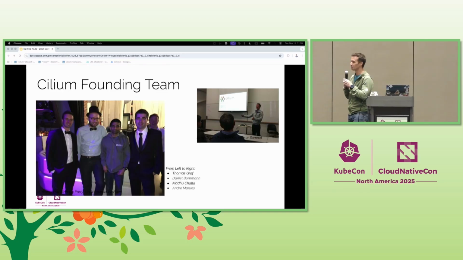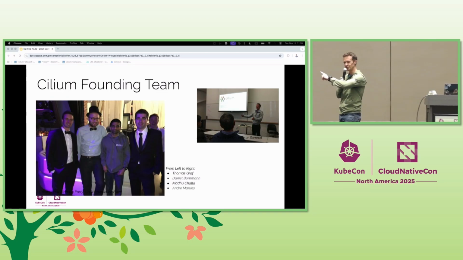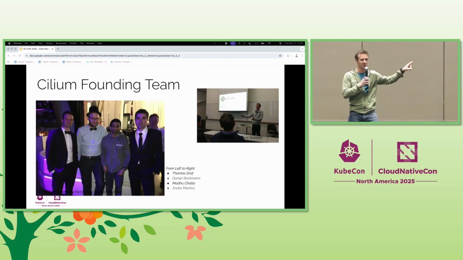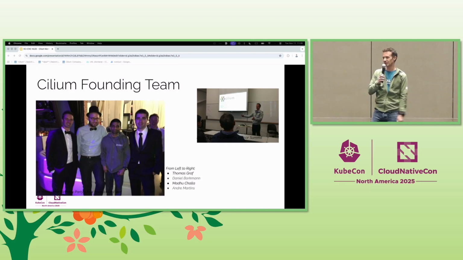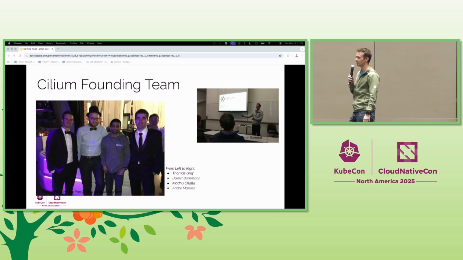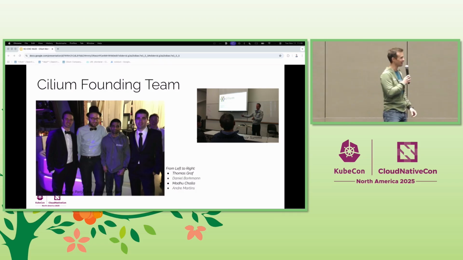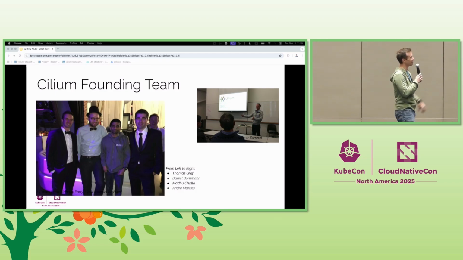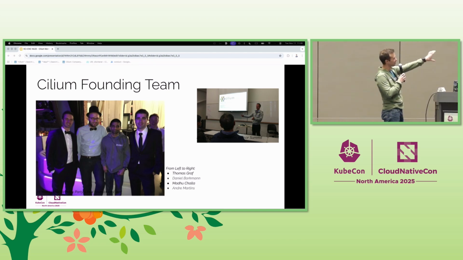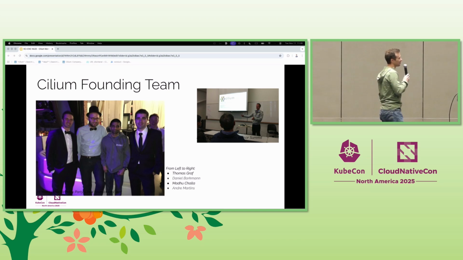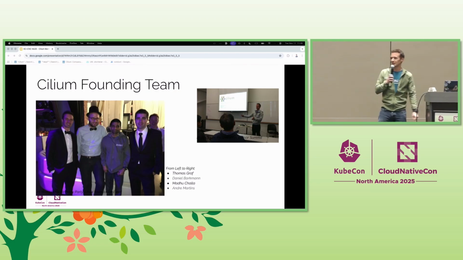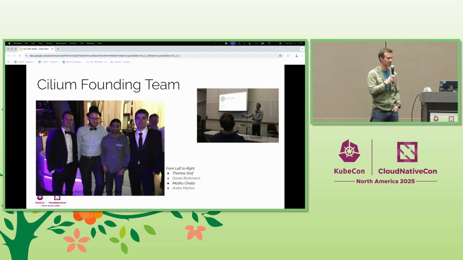This is the original founding team, and I thought this photo is very fitting. This was when we celebrated, I think, 25 years of the Linux kernel. This was a Linux Foundation event as well, and we all together celebrated the birthday of Linux. Hence, we're all dressed up very nicely. So you can see myself, Daniel Borkmann, Madhu, and André Martins, the original four writing the initial version of Cilium in the first couple of months.